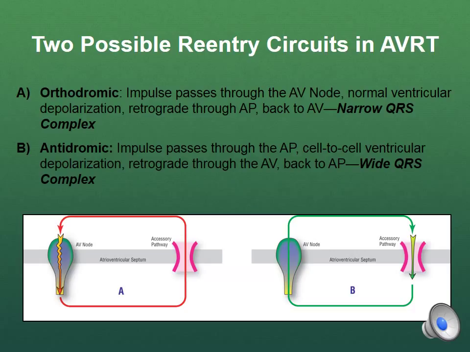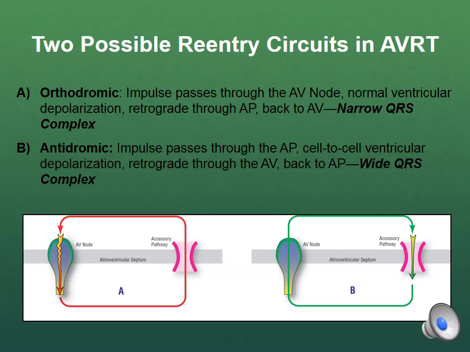But the biggest thing to remember is that you still have the same reentry circuit as in AV-NRT. What happened was you had a premature complex that occurred at just the right time. In an antidromic circuit, it occurred when the AV node was refractory to stimulus. So the path of least resistance was to go through the accessory pathway and then back to the AV node. By the time that stimulus reaches the AV node, it is no longer refractory, and it is able to continue that stimulus back to the accessory pathway, and that's when your circuits begin.